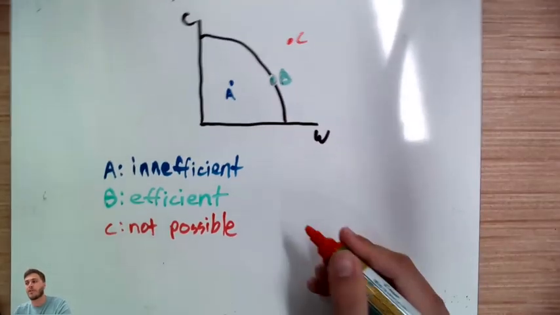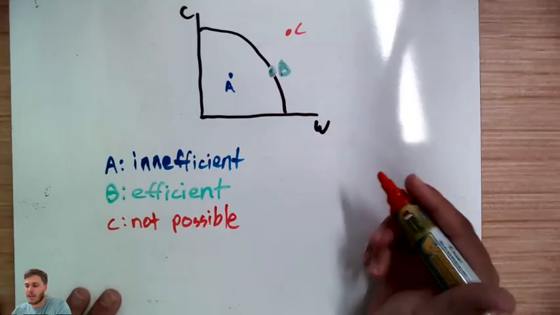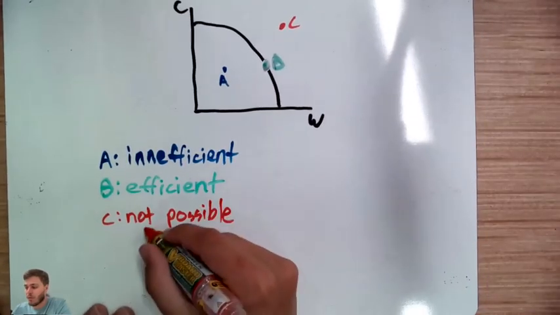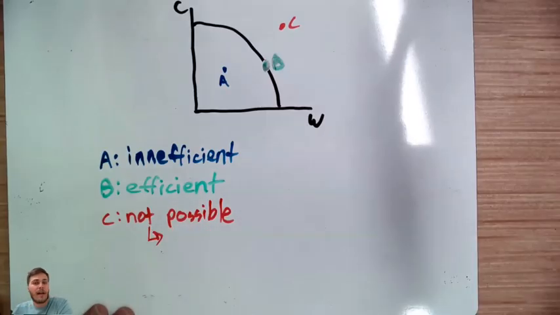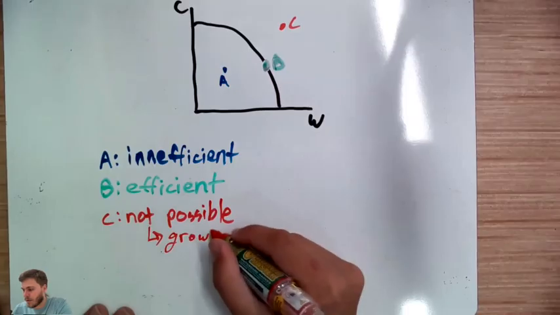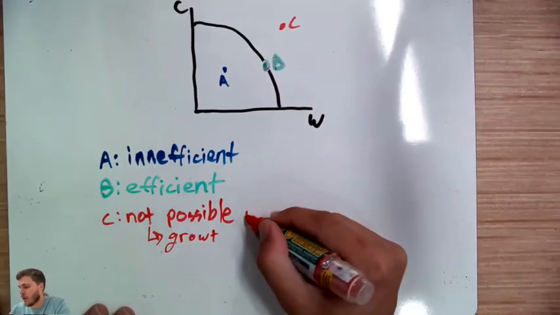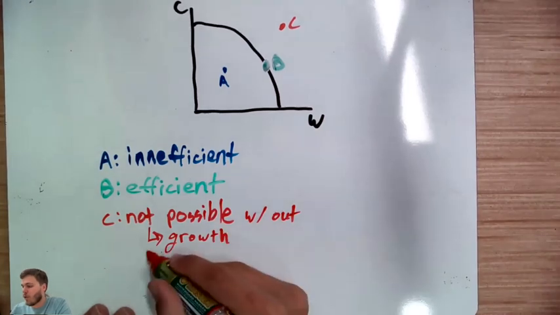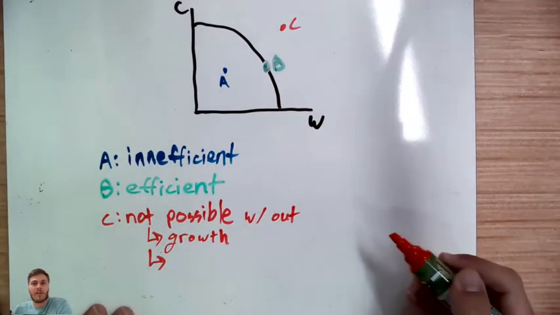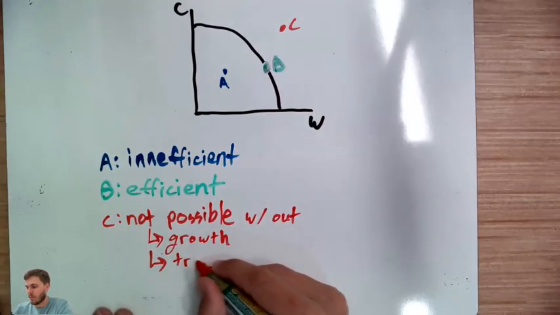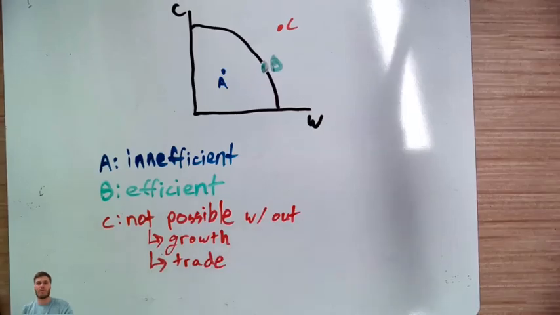Are there situations where you could produce that far? Yes. Hopefully you can think about what they were. Well, one, let's say our country grows. I should say not possible without, and what is it without growth? Or we'll talk about this later. Countries aren't necessarily silos, but trade would be not possible without growth or trade.